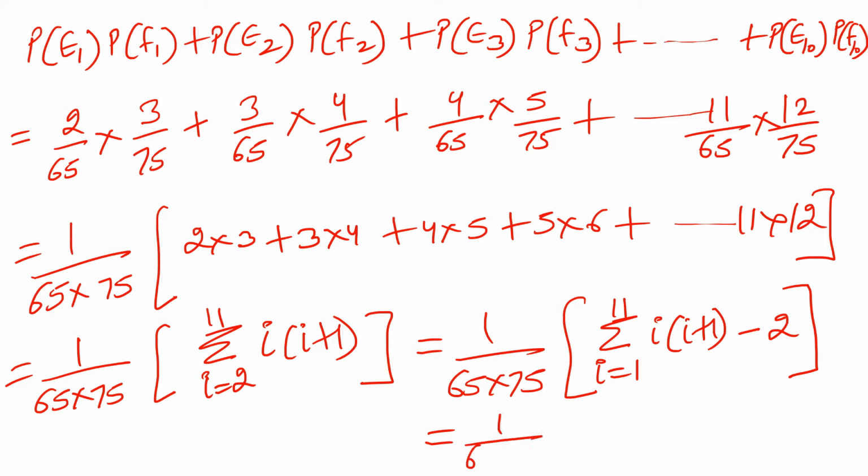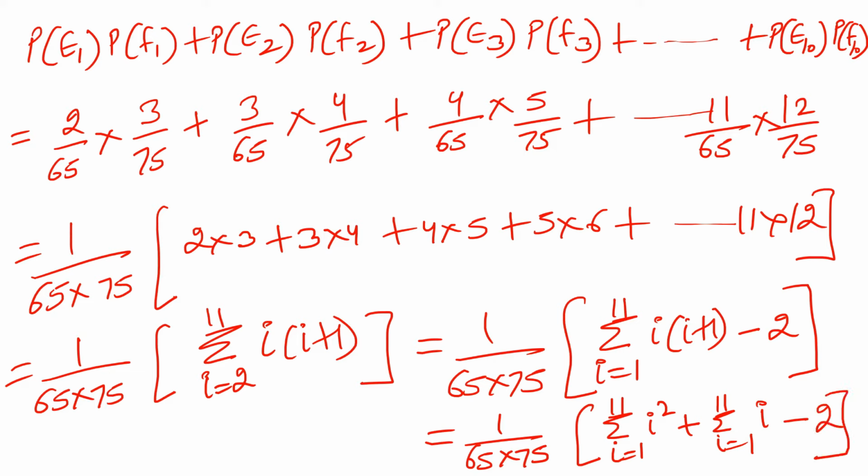Now this can further be written as 1 upon 65 into 75 into, let's break it, it becomes summation of I square, that is the sum of the squares of first 11 natural numbers. Then we have the sum of first 11 natural numbers and minus 2. What I have done, I have just broken down this series. Fine. Now we'll be just putting those formulae of sequences and series, and we'll get the final answer.